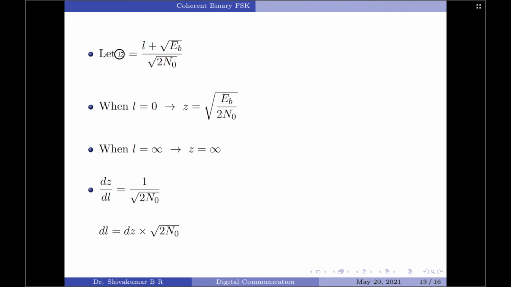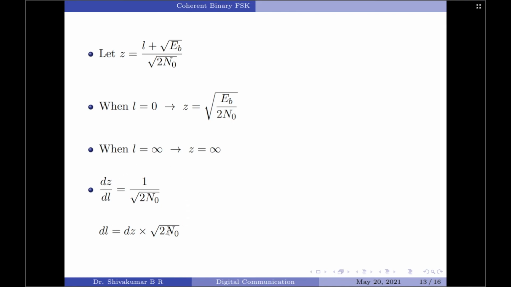To find dl, I will differentiate this equation with respect to L. So, dz by dl is equal to, since root EB is a constant, what will remain is only L by square root of 2N naught. After differentiating that, I will only obtain 1 divided by square root of 2N naught. Now, since I want the dl, I will simply rearrange this equation to get dl equals dz into square root of 2N naught.